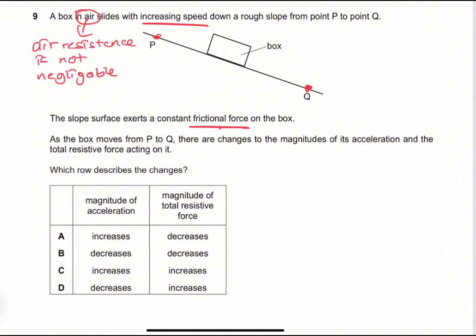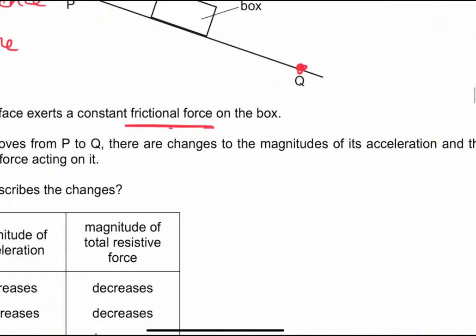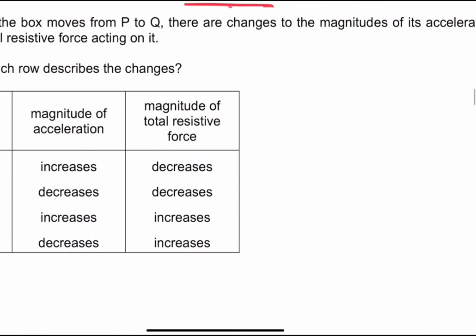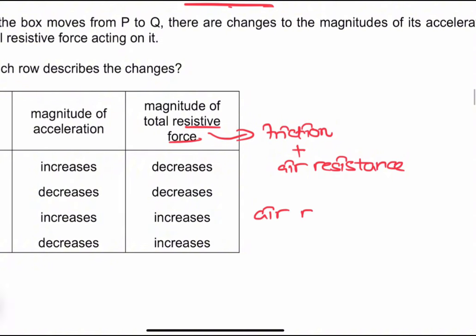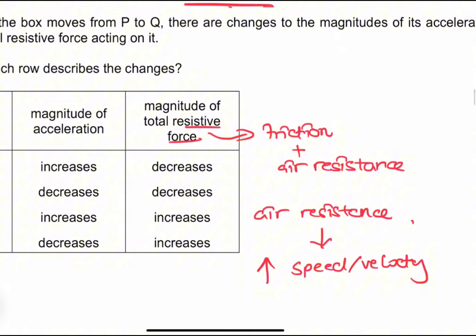So the total resistive forces, let's look at them for a sec. These resistive forces are now due to the friction plus the air resistance, right? But we know that air resistance is related to the velocity of an object, right? It's related to the speed or to the velocity of an object. The higher the speed, the higher the air resistance.